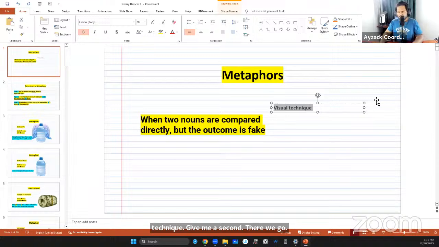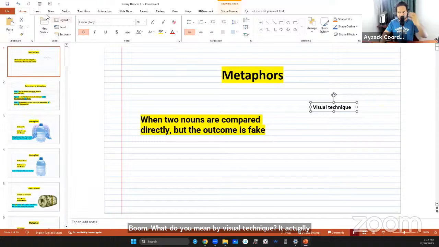What do you mean by visual technique? It actually helps you imagine something. It helps you visualize something, very obviously. So metaphors are visual techniques.